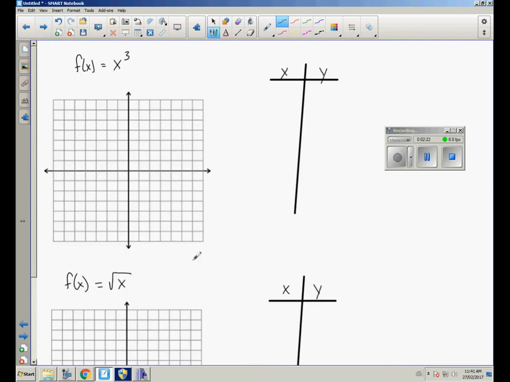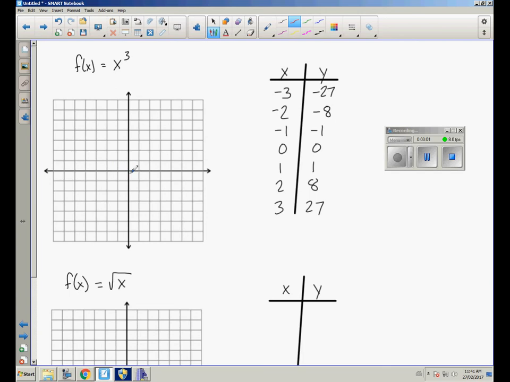Next one we'll try is the cubic function. So with this one we'll include a few more points. Let's try x is equal to -3. -3 cubed this time is -27. -2 cubed is -8. -1 cubed is -1. 0 cubed is still 0. 1 cubed is 1. 2 cubed is 8, and 3 cubed is 27. I've got some points that won't appear on our graph, but that's okay.